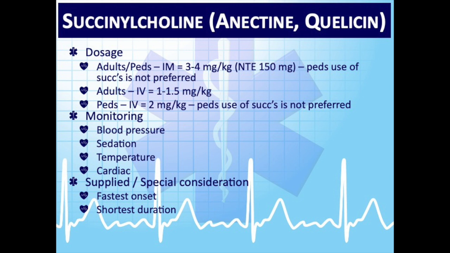So here I just highlighted fastest onset, shortest duration. So if you're not good at getting an airway established, the drug will usually wear off pretty quick, a lot quicker than your vecuronium or your rocuronium will. So they would have more tendency for circulation then because of it?